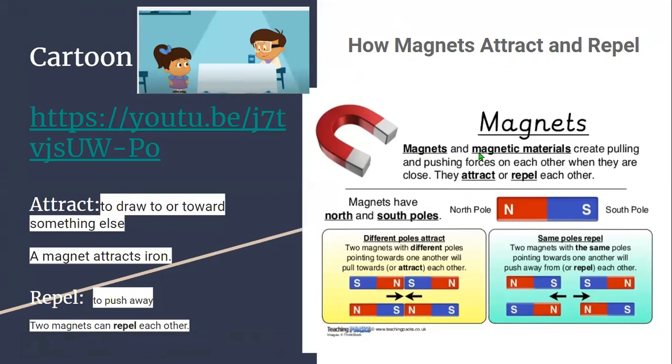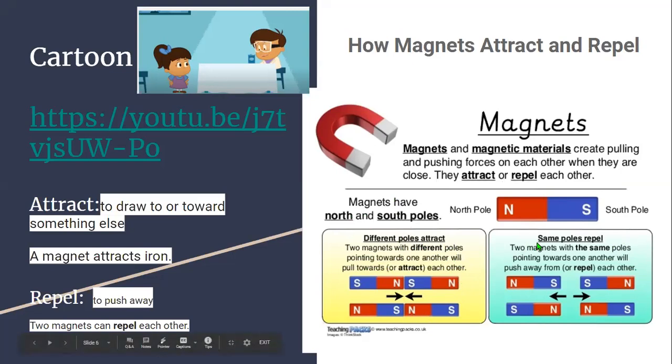So here, magnets and magnetic materials create pulling and pushing forces on each other when they are close. They attract or repel each other. Okay, magnets have north and south poles, north pole, south pole. Different poles attract. Two magnets that are different poles pointing towards one another will pull towards or attract each other. Okay, so see, they're saying that this north and south attract and this south and north attract.